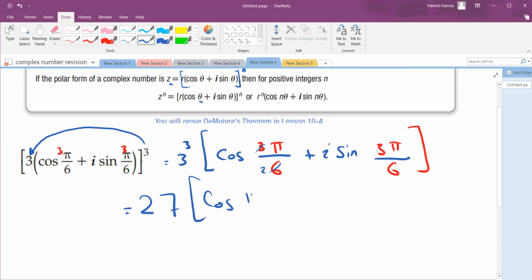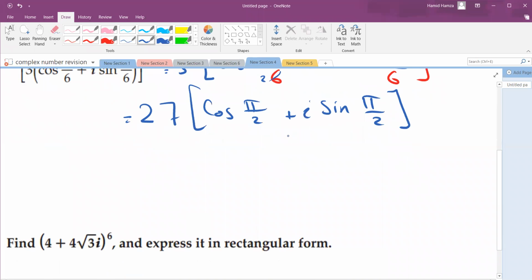cosine pi over 2 plus i sine pi over 2. This is the value. Now, if you wanted to write it in rectangular form, you know that pi over 2 is 90 degrees, cosine 90 is 0, and sine 90 is 1. So the answer will be 27i. 27 what? 27i. Got it, guys?